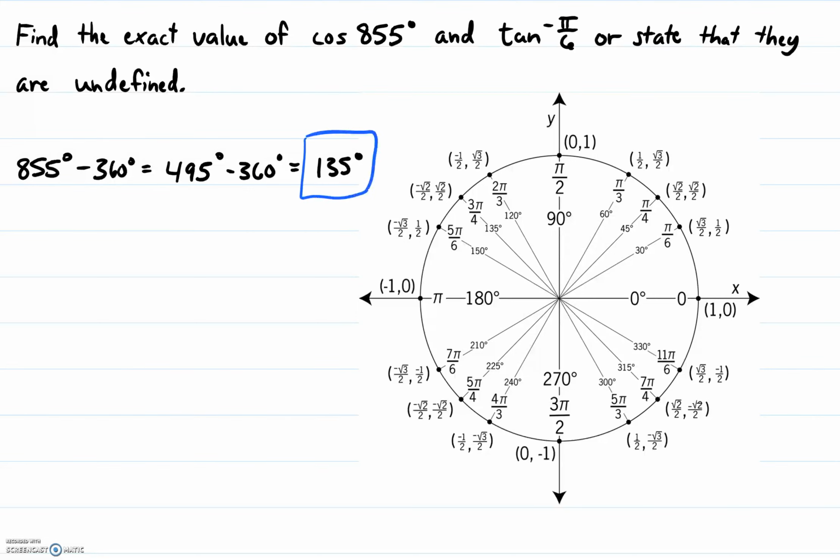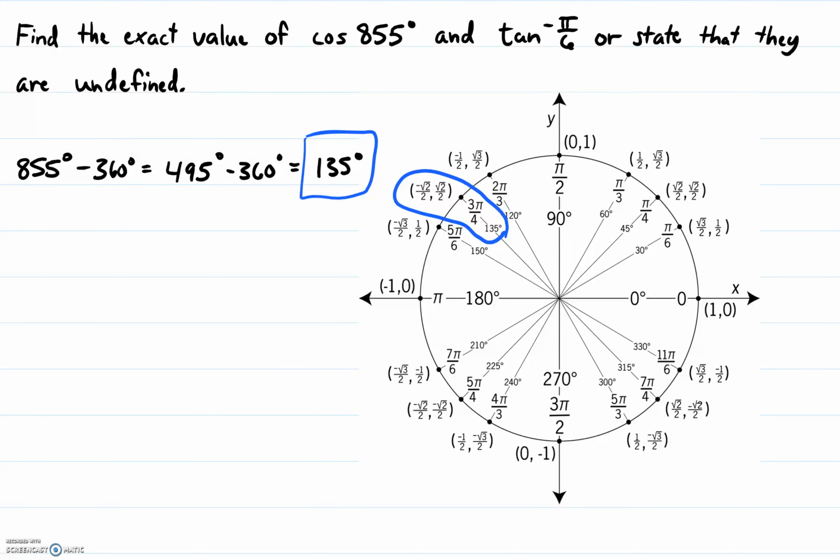And then we say, can we find that on the unit circle? And again, the answer is yes. It's right here, 135 degrees. Kind of covered it up there. Let me erase that. 135 degrees. And so we have an x value and a y value, of course, as with any point on the unit circle, and we want to know the cosine of 855.